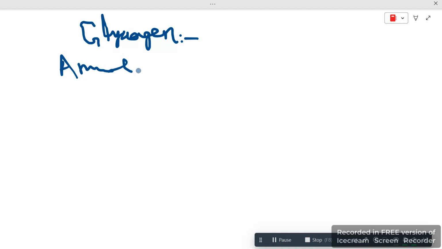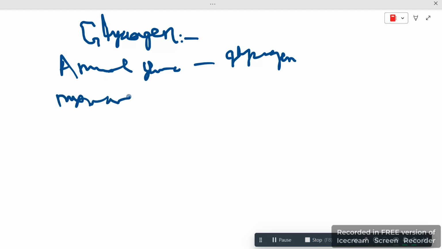Animal starch is known as glycogen. If we talk about the glycogen monomer, the monomer would be alpha glucose.